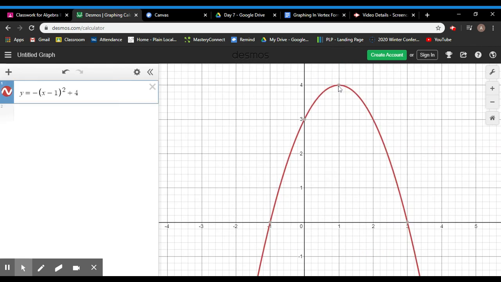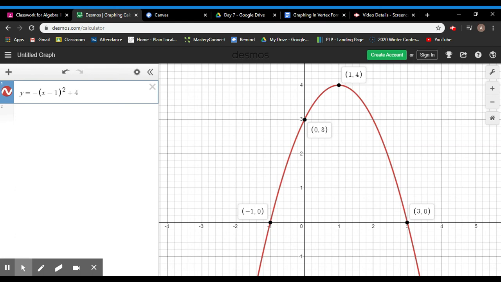Our vertex was at (1, 4). Our y-intercept was at (0, 3). Its reflection point was at (2, 3). And we have our x-intercepts. All right, so it's okay to use Desmos to check your work. Okay, that's completely fine. Don't cheat off of it.